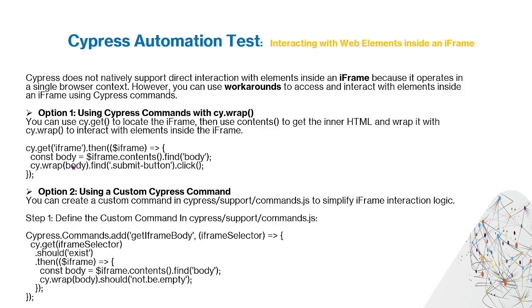Here is the code: get the iframe, then go to wrap the body. From the body, find web elements and click them.